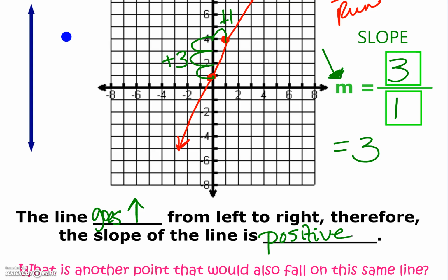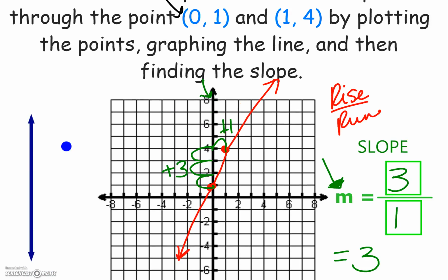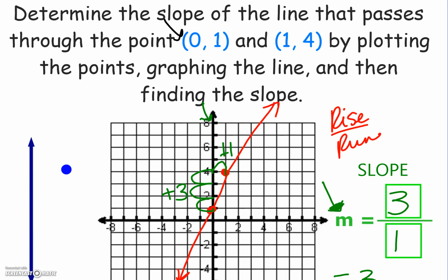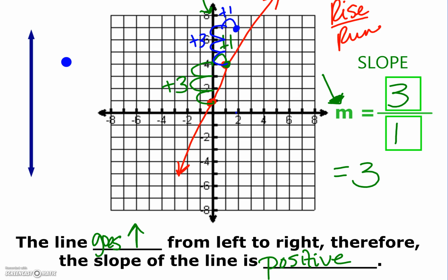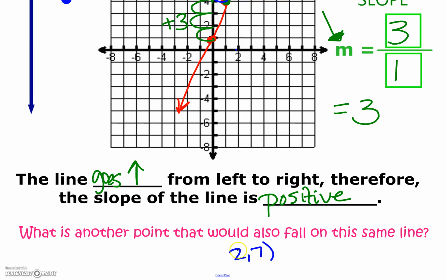So it wants to know what another point would also fall on the same line. To do that, choose any of the points that you had and just do the exact same thing we did. So you're going to rise 3, 1, 2, 3, and run 1. So plus 3, plus 1. So another point, I told you I cannot draw straight lines, would be (2, 7). To do that, you just continue the pattern.